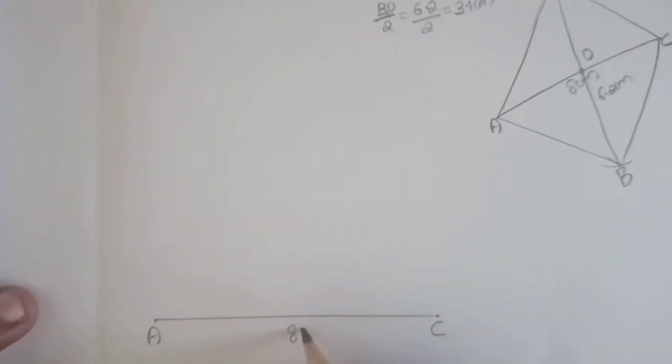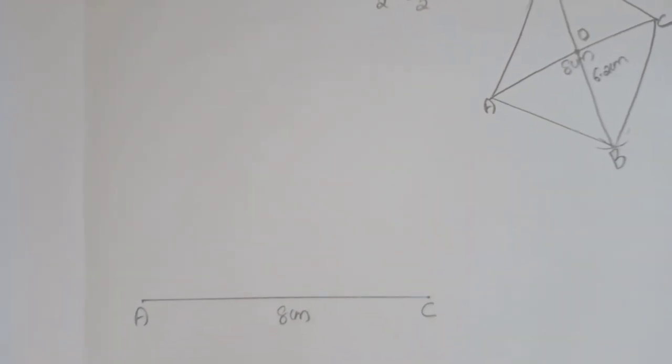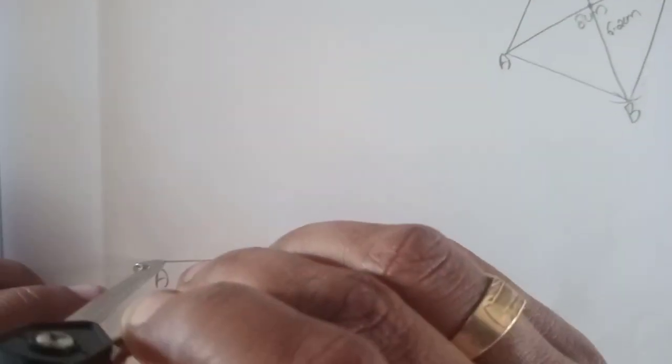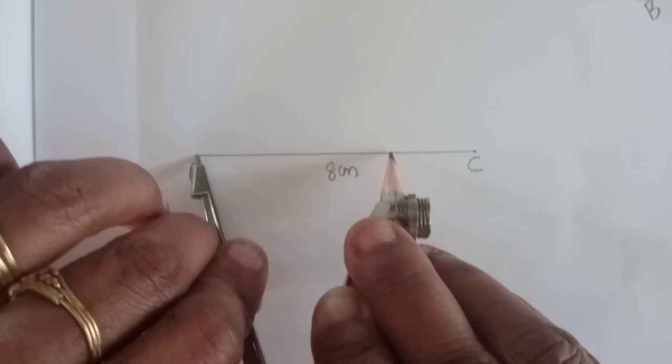AC is equal to 8 cm. Then draw the perpendicular bisector of AC. That means take more than half, which means more than 4, more than half of the length.